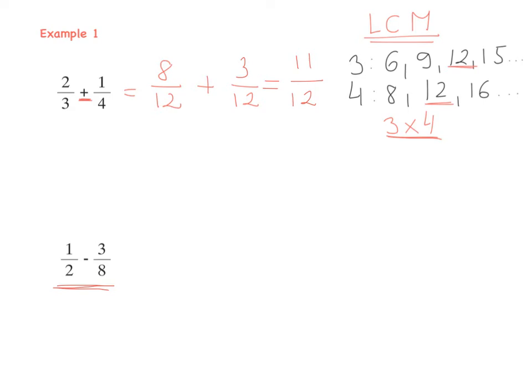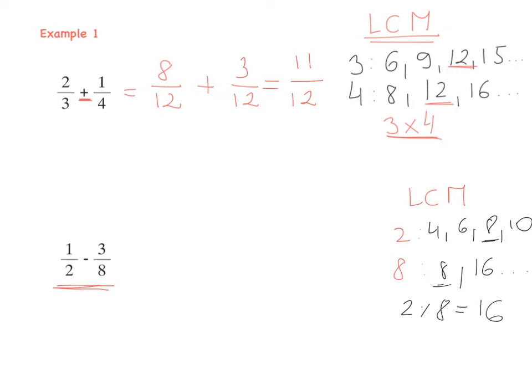Subtraction. So we need to find the lowest common multiple for 2 and 8. So let's find a few multiples of 2. You have 4, 6, 8, 10. For 8, 8, 16, and so on. You have 8. Okay, so 8 is the lowest common multiple. If you multiply 2 by 8, you have 16, okay, and this is not the lowest one.